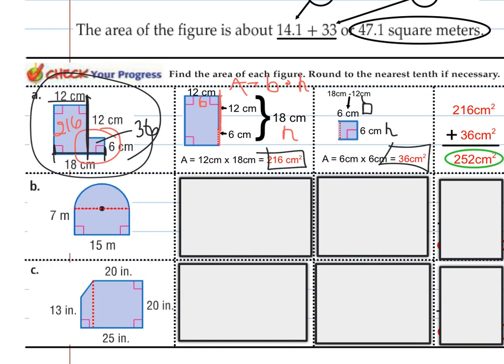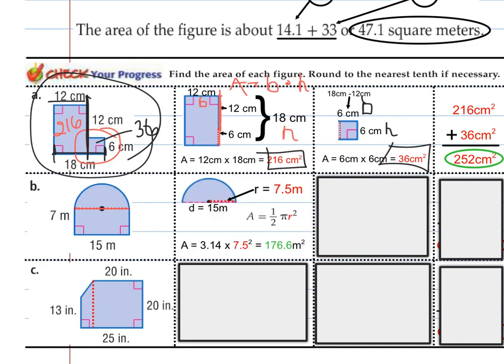So, looking at B, it looks like we are going to cut that figure right along this red line to make a semicircle and a rectangle. So my first figure is a semicircle, which, looking back on our area formula, the area formula for a semicircle is 1/2 times pi times r squared.